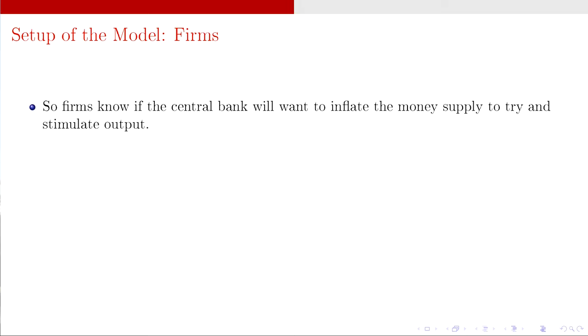So firms know if the central bank's going to want to inflate. The central bank might say they don't want to inflate, but firms know that they will try to inflate to stimulate output. So they set their prices in advance. We could compare this to the Jack of Diamonds guy, the guy that is currently holding the dog.